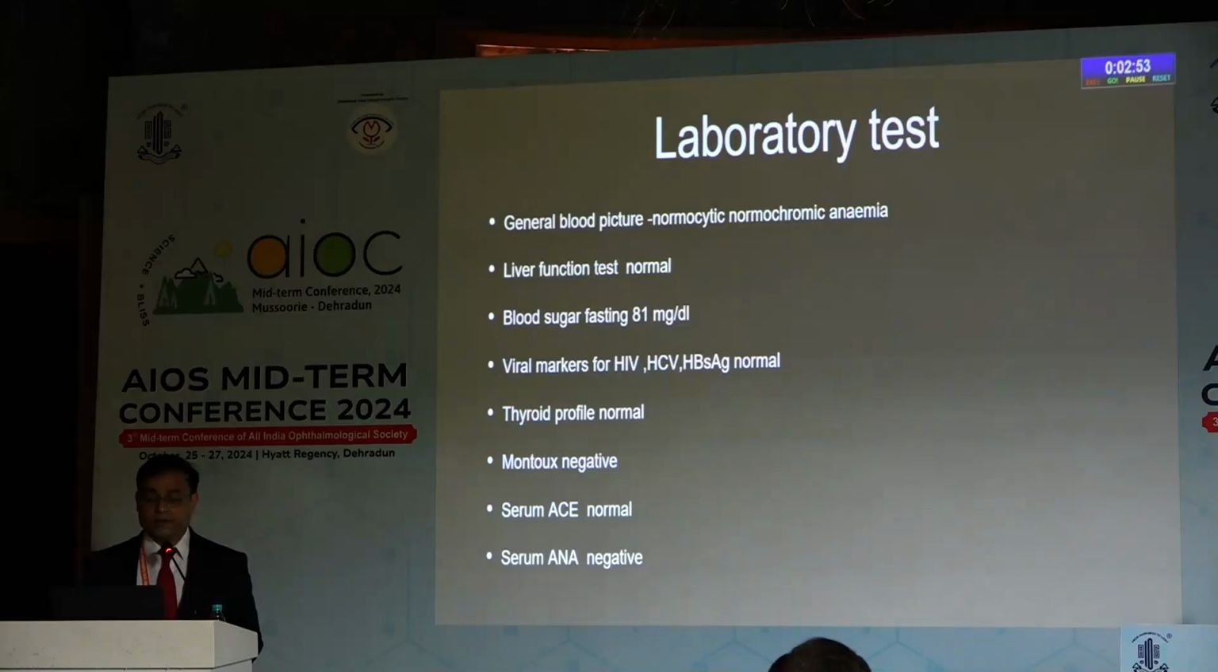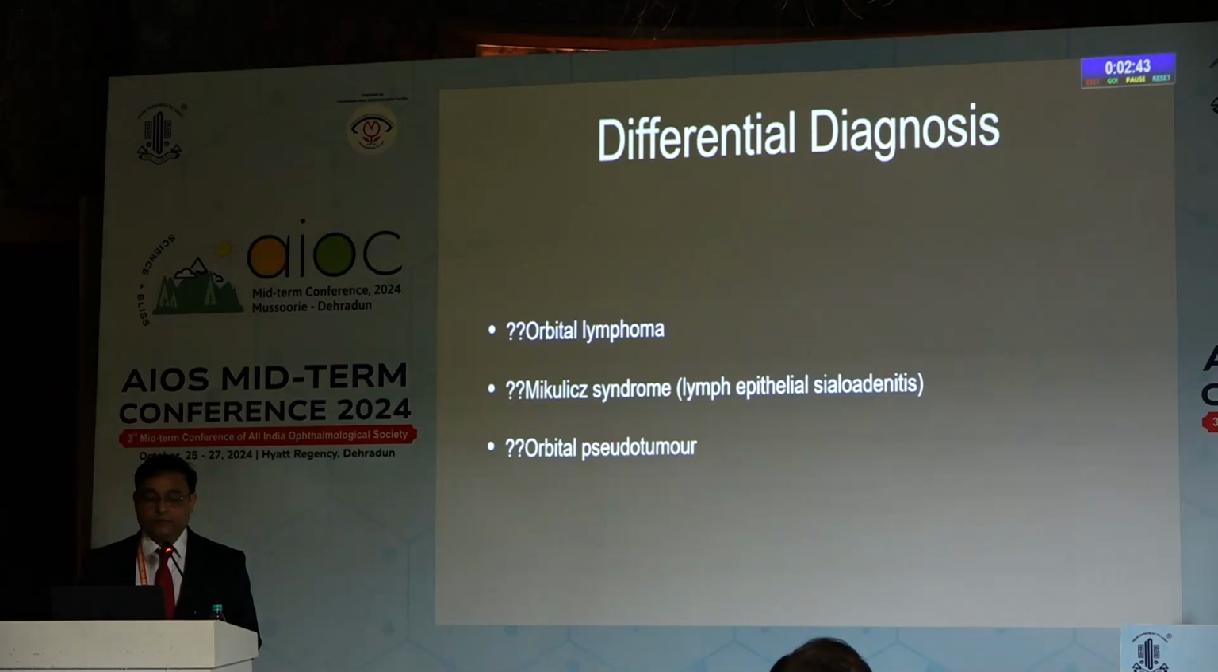In the laboratory tests, the general blood picture was normal, and the viral markers were normal. Mantoux was negative, and serum ACE and serum ANA were negative. The differential diagnoses were orbital lymphoma, Mikulicz syndrome, or a case of orbital pseudotumor.